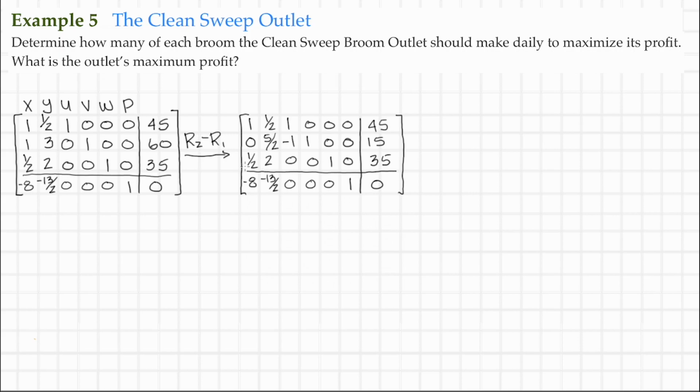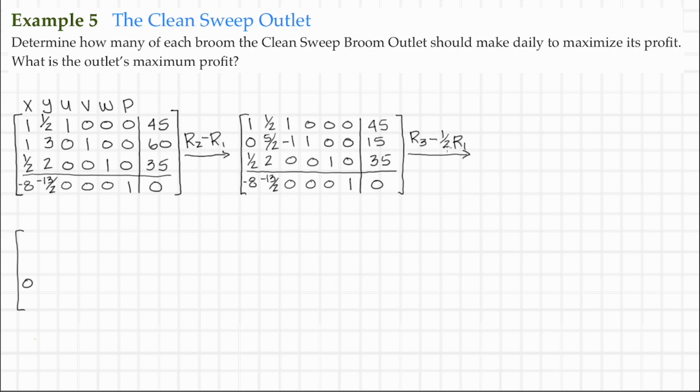So now we can target this element here. So that'll be row 3 minus 1/2 of row 1. So we'll put in our bracket over here. 1 times 1/2 is 1/2. 1/2 minus 1/2, 0. The whole idea, right?